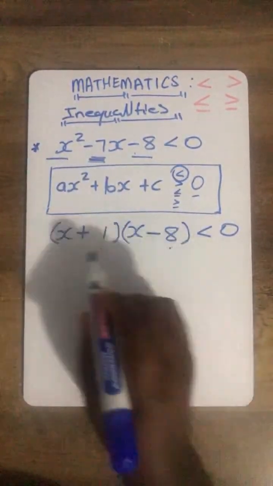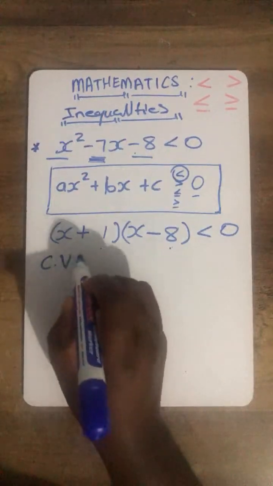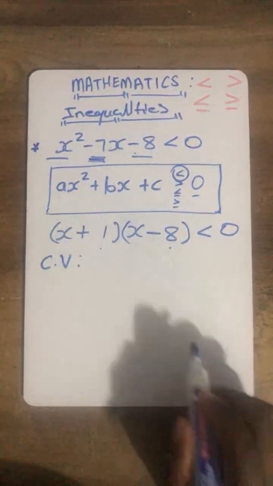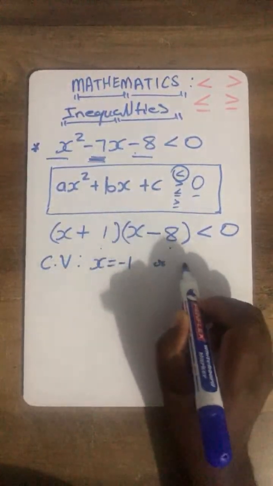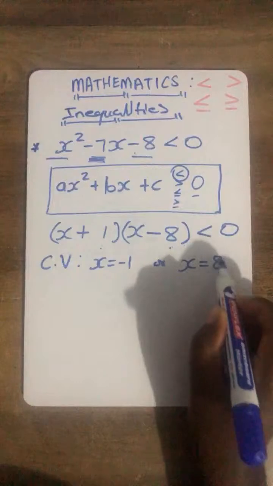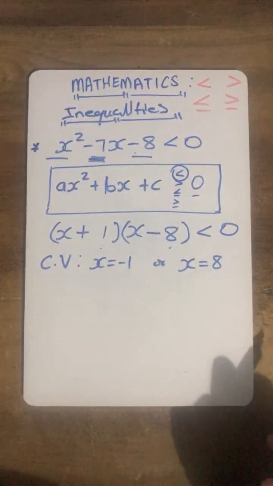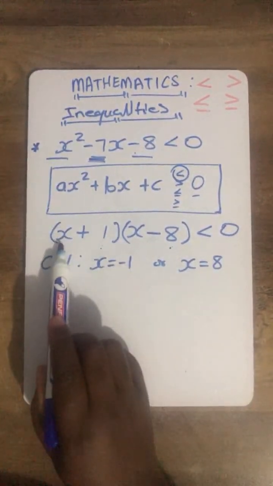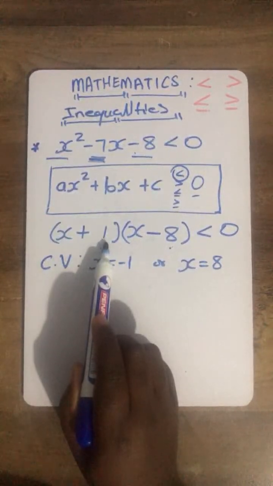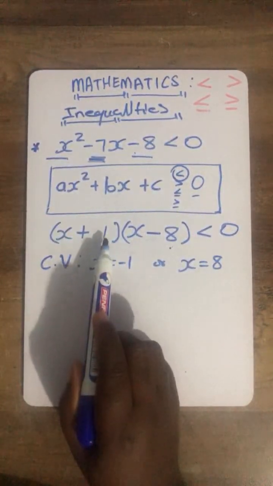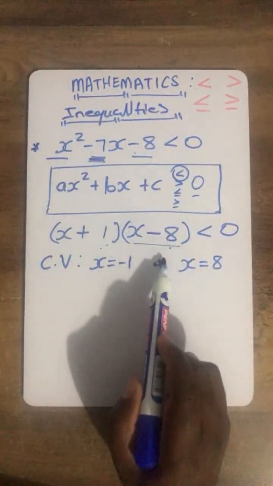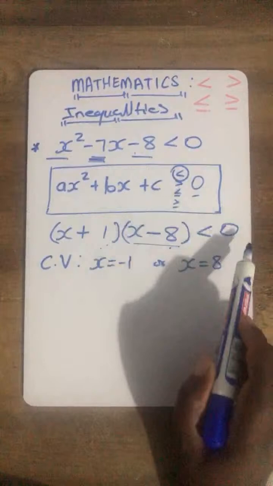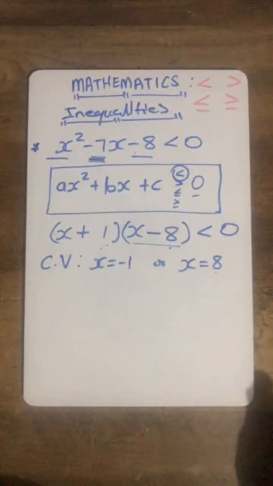So once you have factorized, this is where now you can write what we call the critical values, where you say x is equals to -1 or x is equals to 8. Where are those values coming from? You have this, and then you had to equate it to 0, then you take 1 to the other side, it becomes -1. You have that, which was equated to 0, you take 8 to the other side, you change the sign, it becomes +8. That's what I meant on that one.